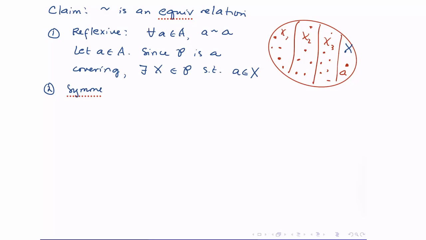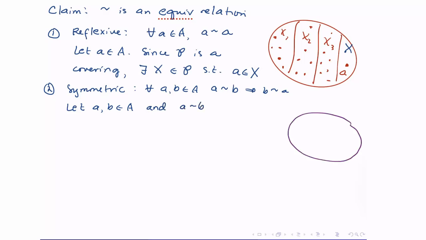Next, let's show that it is symmetric. So we want to show that for all A, B in A, if A is related to B, then B is related to A. So we start with: let A, B be in A, and A is related to B.